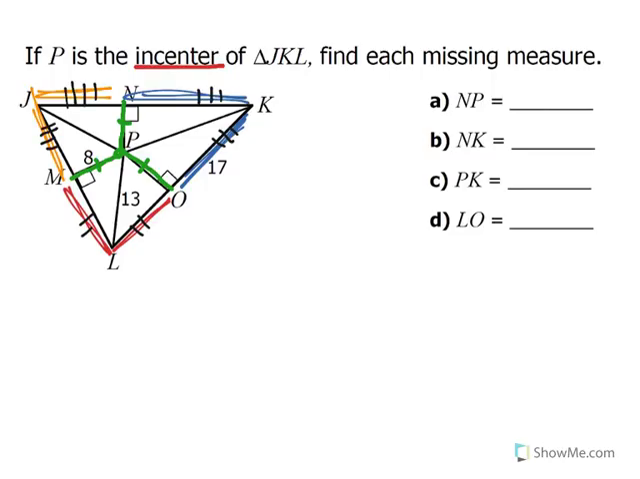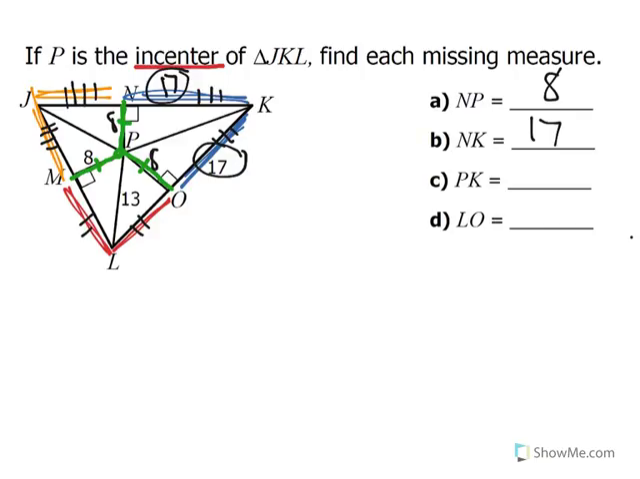Okay, so first thing we're going to look for is NP. So NP is right here. Now remember, those three green are all congruent, so we know that one of them is 8. That means that both of the other ones are 8 also. So that means NP is 8. Now we want NK. So NK is congruent to KO. So since this is 17, that means that's 17. So NK is 17.